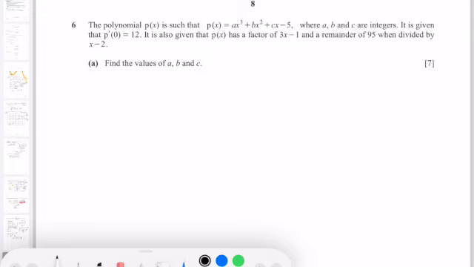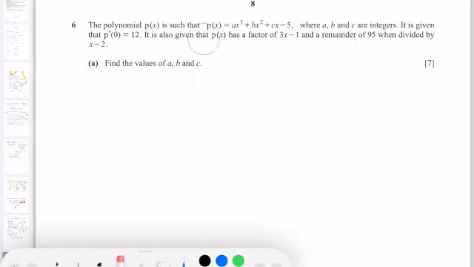Now let us solve this type of question. The polynomial p(x) is such that p(x) equals ax cube plus bx square plus cx minus 5, where a, b, c are integers. It is given that p prime 0 equals 12, I mean the differentiated result when 0 is substituted for x. It is also given that 3x minus 1 is a factor of p(x) and the remainder is 95 when divided by x minus 2.